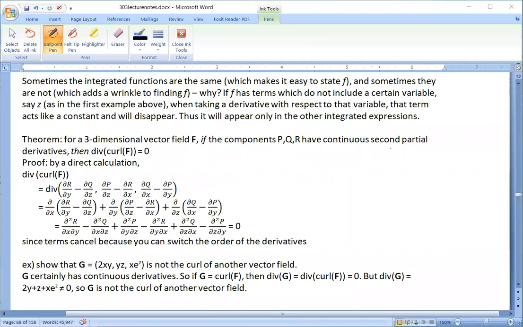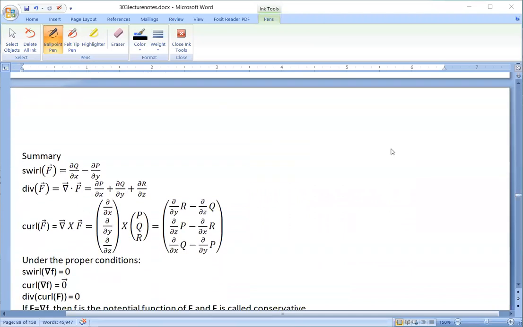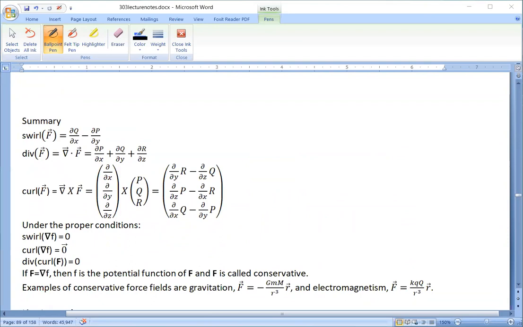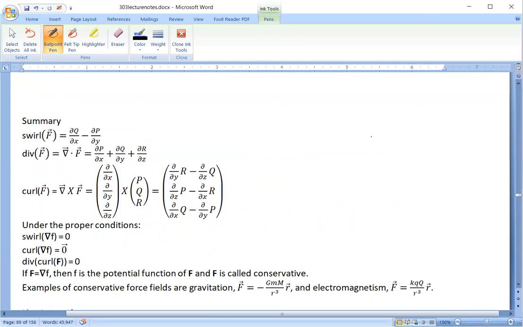So there's a lot of stuff going on here. I just want to pull it all together with a summary. We learned about 3 different vector field operators. For a 2-dimensional vector field, the swirl of the vector field is dQ/dx minus dP/dy. For any dimensional vector field, here it's written in 3 coordinates, the divergence of the vector field F is just the gradient operator dot F, which in 3 coordinates is dP/dx plus dQ/dy plus dR/dz. Then for a 3-dimensional vector field, you can take the curl. The curl of that vector field would be the gradient operator cross the vector field, and that formula works out like this.